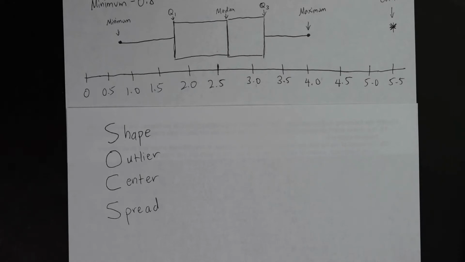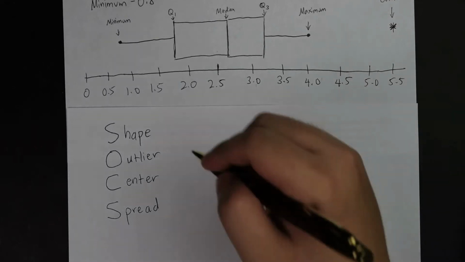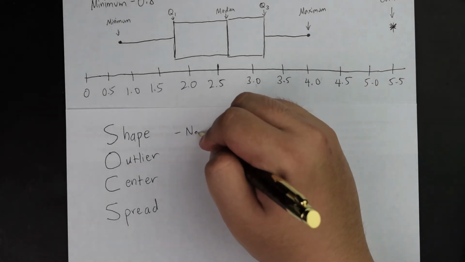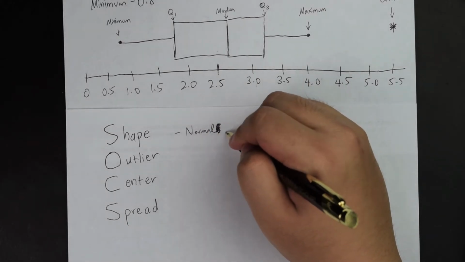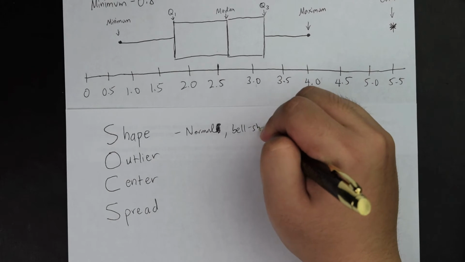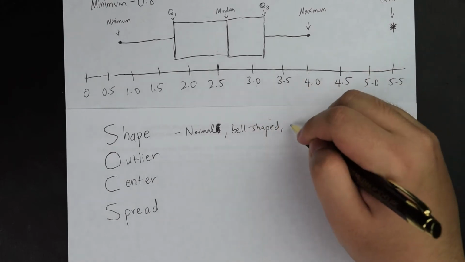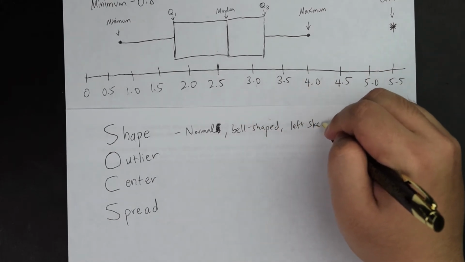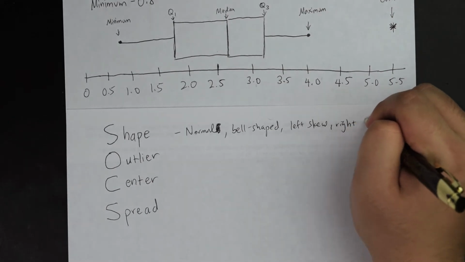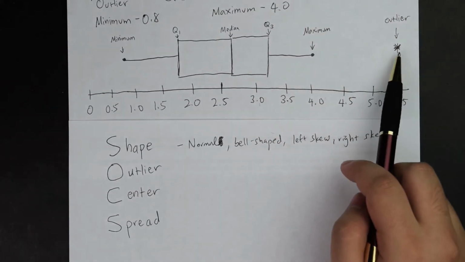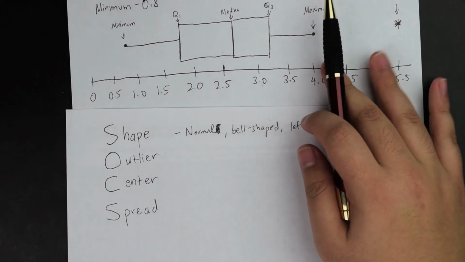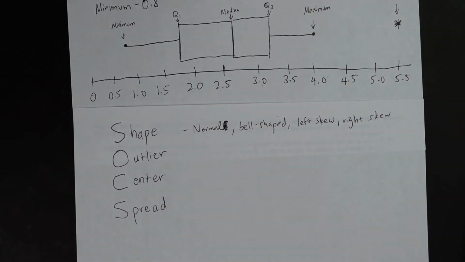So shape, that is, does it look normal or does it look skewed to the left or right? So shape usually talks about if it's normal looking. Is it bell shaped? That's another terminology. Or is it left skew, right skew? For outlier, usually it's what I was talking about before, this little dot. Usually you have to mention if there are any outliers.